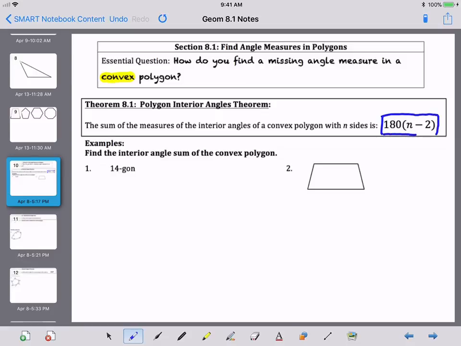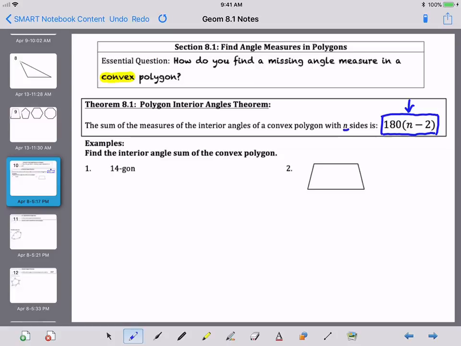For any convex polygon, if you want to know the sum of the measures of the interior angles with any number of sides, where n is the number of sides, you take 180 times n minus 2. If you want to see a derivation of where that formula comes from, there are many great YouTube videos online, but for now just take my word for it that that will give you the sum of the measures of the interior angles. Alright, so let's use that formula in a couple of examples.